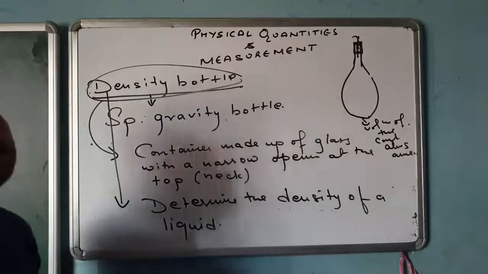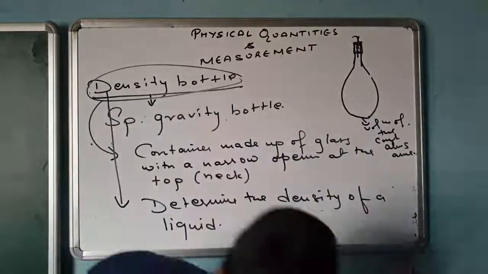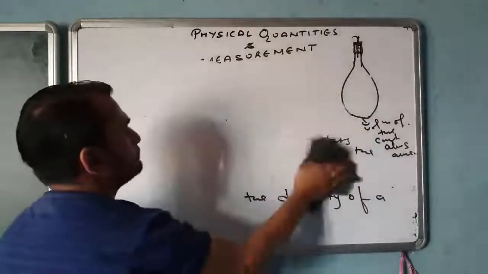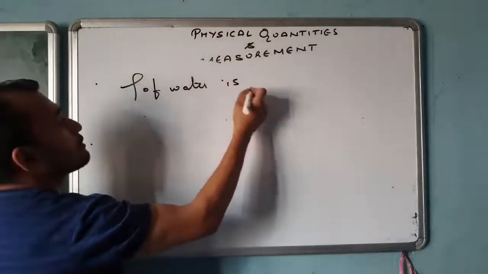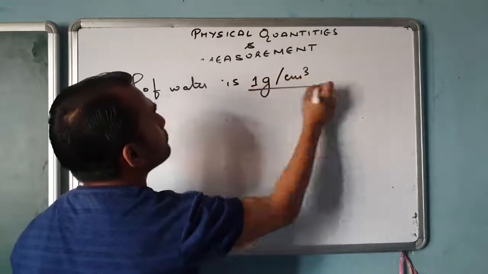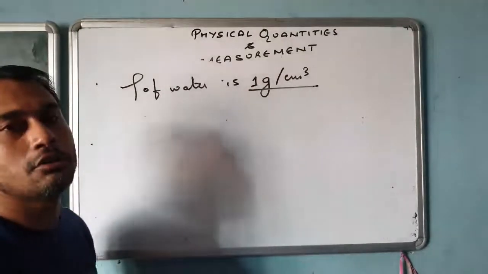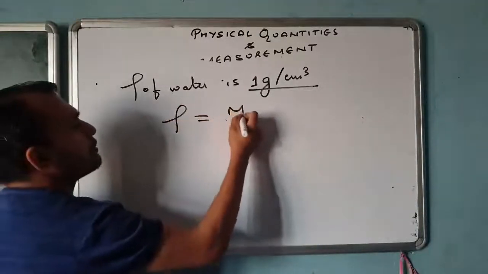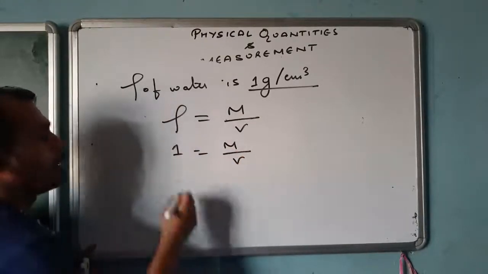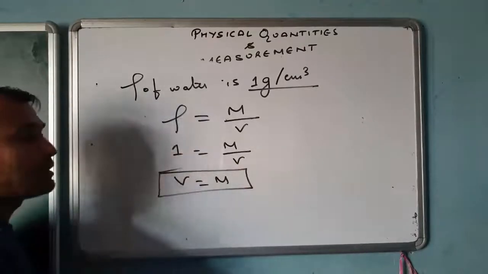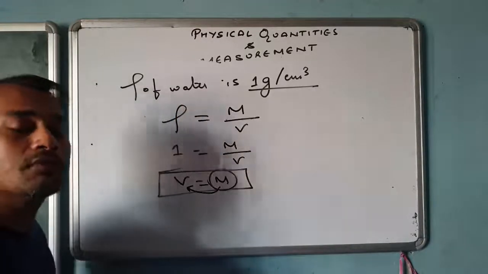Now let us find out how we can measure the density of a liquid with the help of a density bottle. But one thing we need to know is that the density of water is 1 gram per centimeter cube, which always remains the same. So in CGS units, the density of water is always 1 gram per centimeter cube. Now see here, what is density? Mass by volume. If the density of water is 1, then volume will be equal to mass, which means that the mass of the water in the density bottle is always equal to the volume of that bottle.